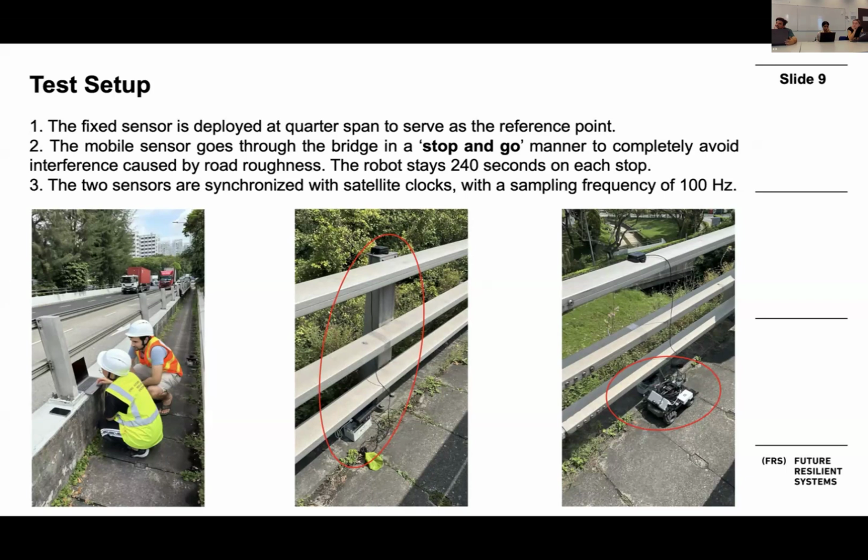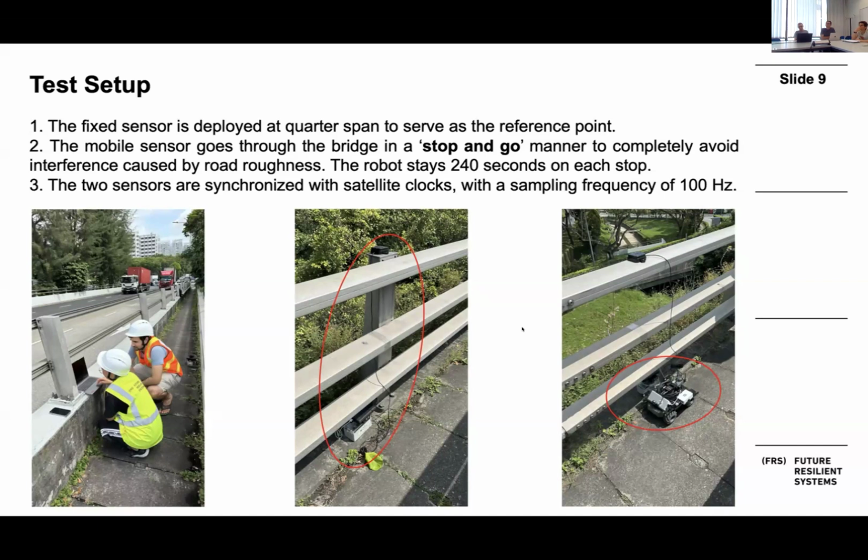Okay, so all the data you use for the identification is when it is stopped, right? So you use data when the robot is stopped at a certain position, and then you use the data to identify the frequency and the mode shapes, right? Yes, exactly. You're right. Okay, thank you.